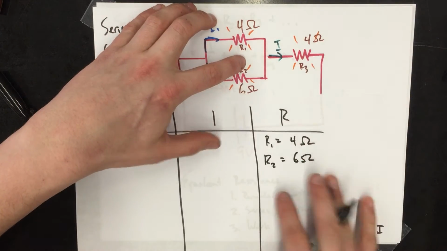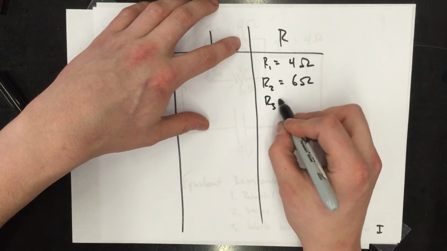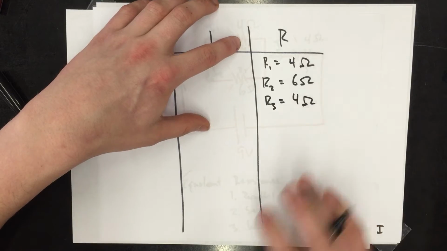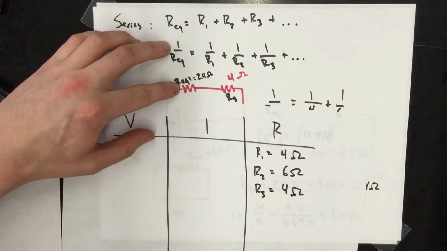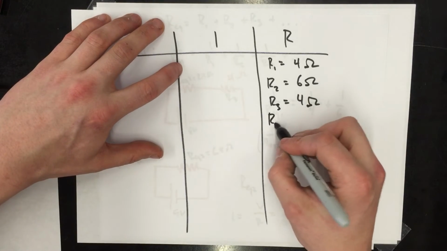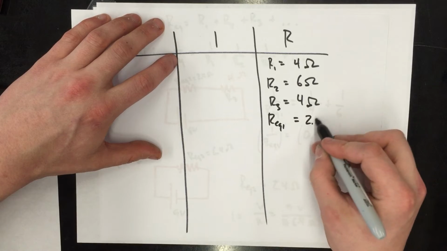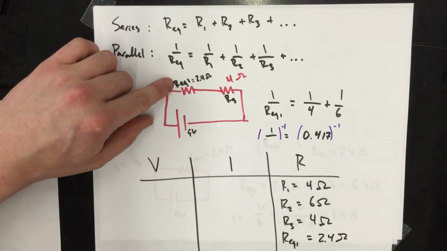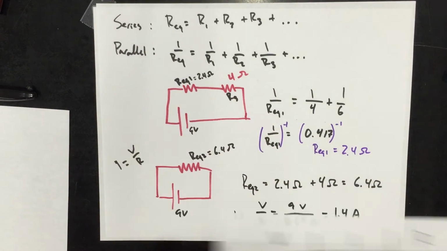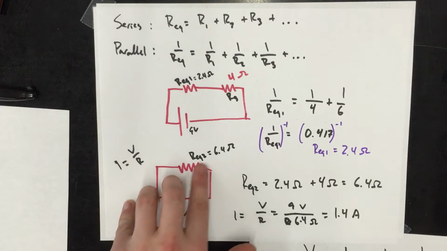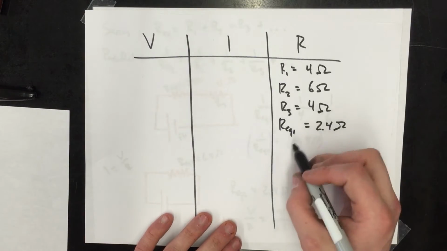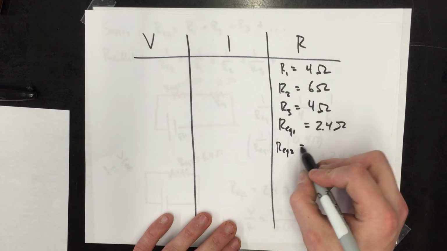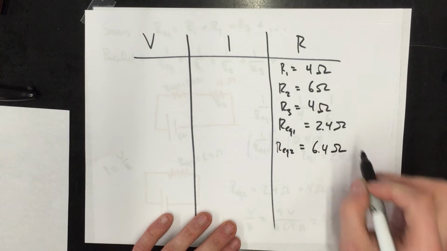And R3 is 4 ohms. But that's not it, because I started to reduce things like REQ1. I need to put that in my table as well. REQ1, which is 2.4 ohms. And then I reduced this to an equivalent resistance of 6.4 ohms, so I'm going to put that in there as well. REQ2, 6.4 ohms.